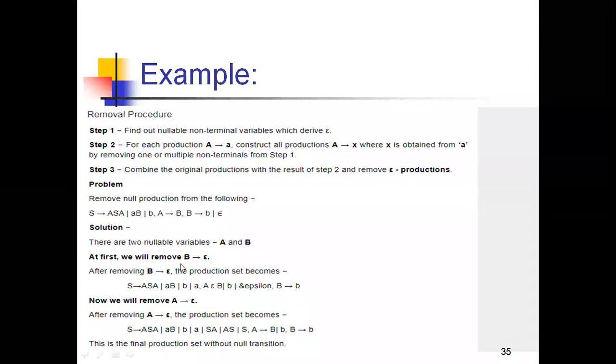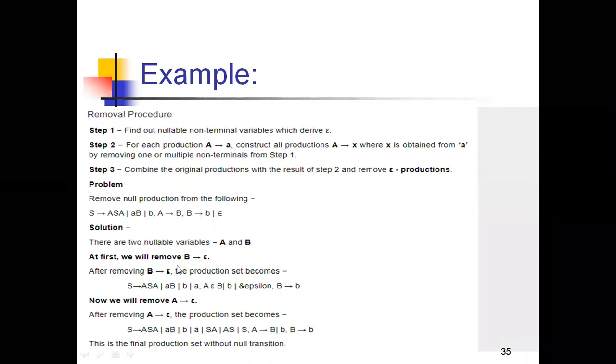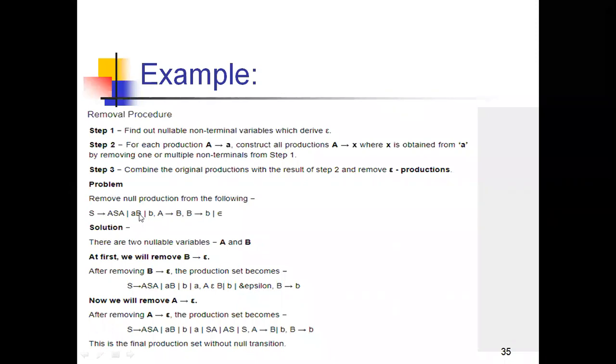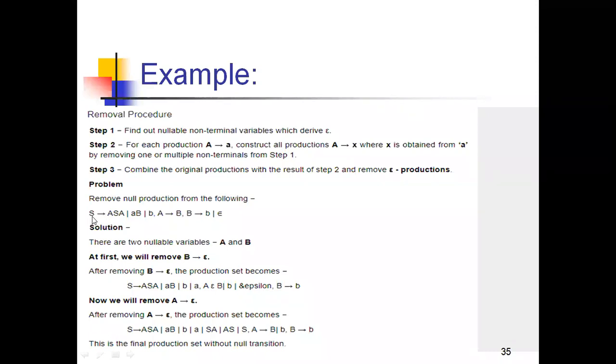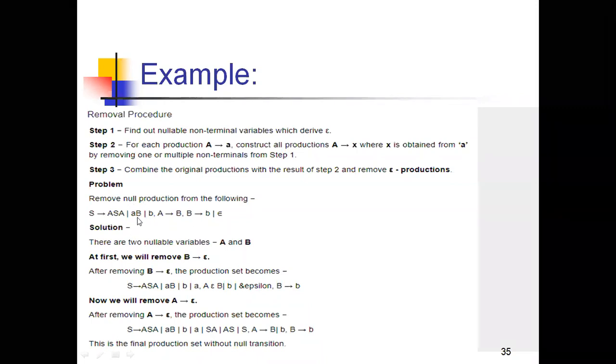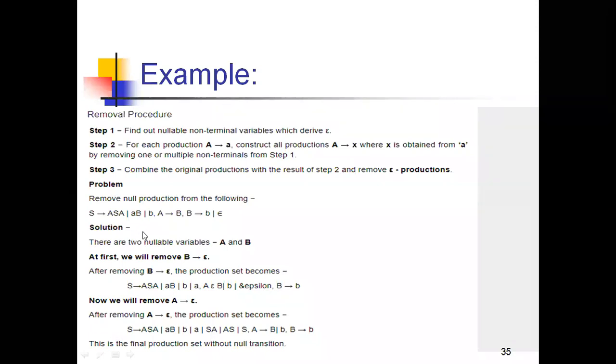At first, we will remove B tends to epsilon. Then after removing this B tends to epsilon, the productions of the set become the following. How am I removing this B tends to epsilon? Wherever I am having the B, there I am substituting epsilon. Now see, the production of the variable S is deriving three rules, and in those three rules I am having B. If I substitute epsilon in the place of this B, now I am getting A as another rule, right?